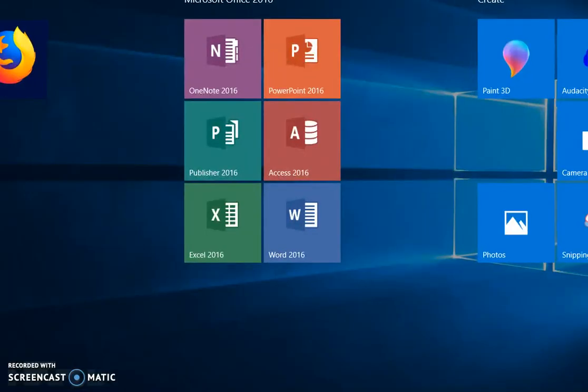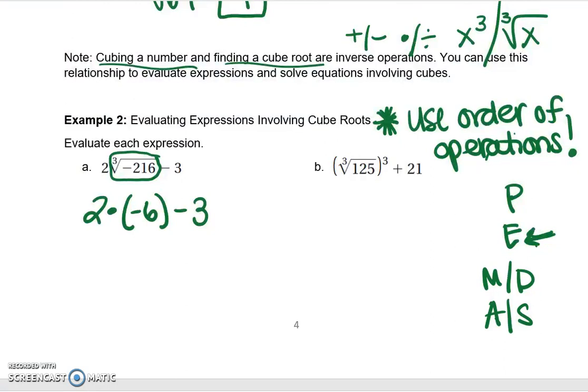All I did was find the cube root of negative 216 and call that negative 6. So now we're left with 2 times negative 6 minus 3. You do your multiplication next, so 2 times negative 6 is negative 12. And minus 3, negative 12 minus 3 is negative 15. Order of operations are key with these problems.